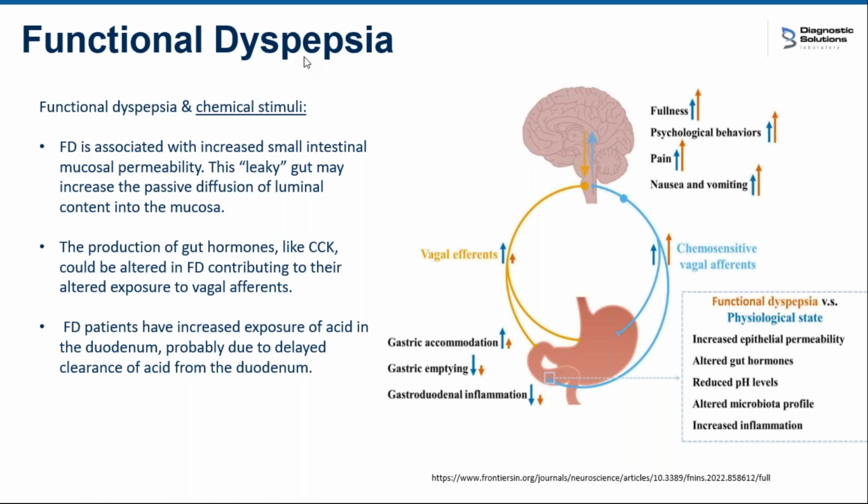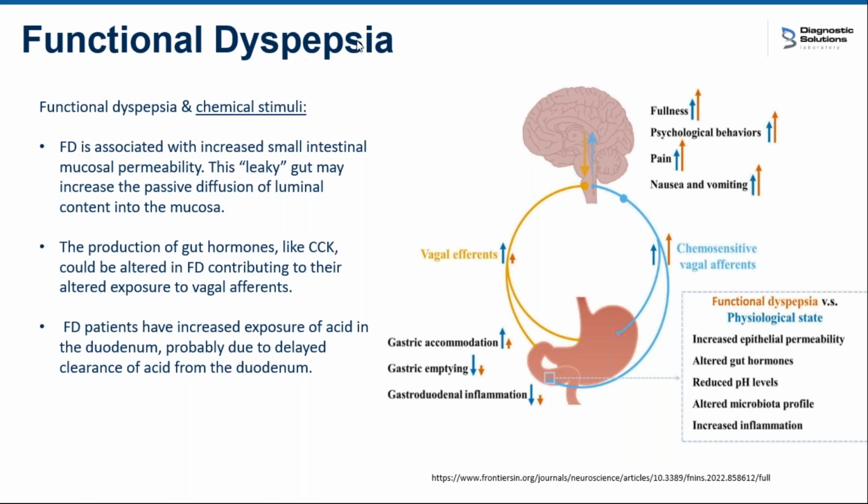With this additional chemical stimuli, that chemical stimuli is associated with increased gastroduodenal permeability, infiltration of eosinophils and mast cells, altered microbiota profile, and increased chemical stimuli, which may enhance vagal afferent signals to the brain, contributing to the increased feelings of fullness, psychological behaviors, pain sensations, nausea and vomiting. All of this is your typical functional dyspepsia.